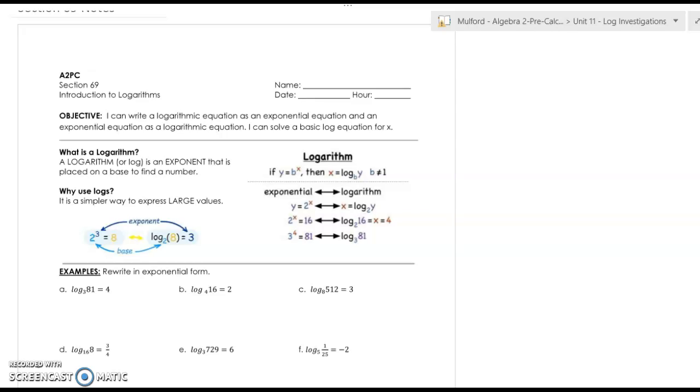The usefulness of logarithms is that we use them for very large quantities, things like the magnitude of earthquakes, where the exponent is going to be more valuable than the actual number itself. So how do we work with logarithms?